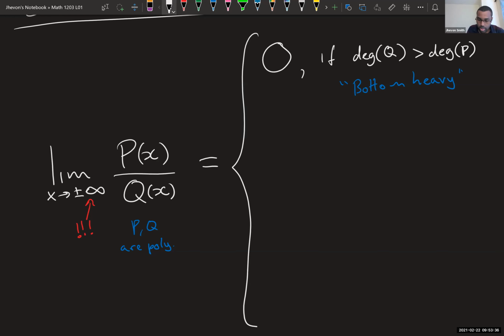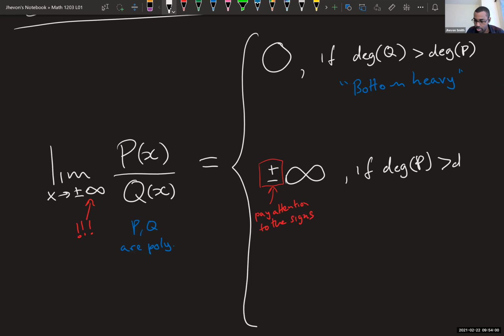Another scenario is you would get infinity as the answer, plus or minus. You have to pay attention to the signs to know which. This happens if the degree of p is bigger than the degree of q. So if the highest power is in the top, it's going to go off to infinity, right?